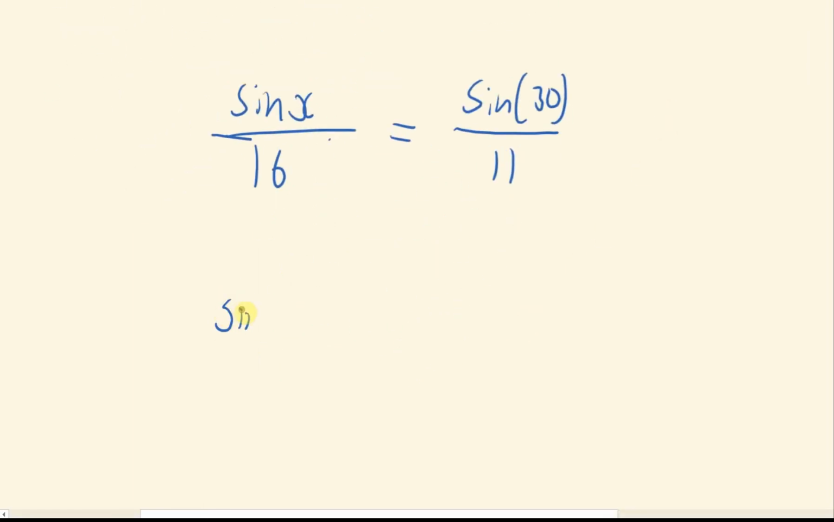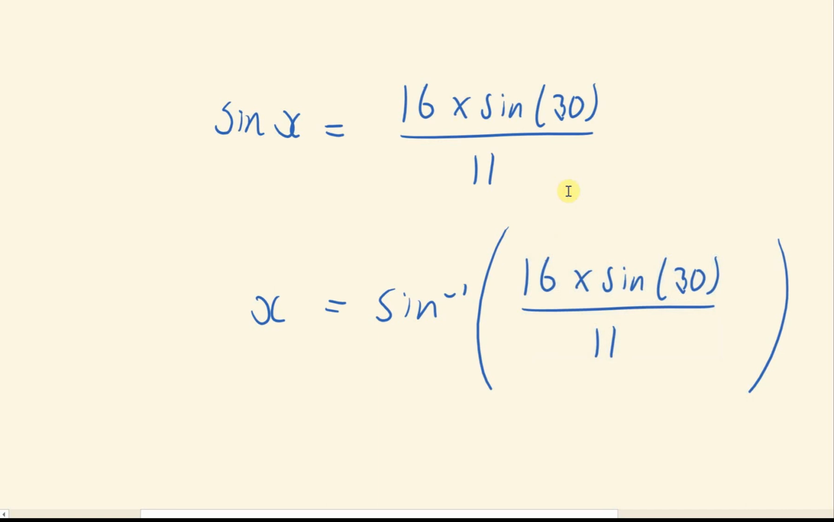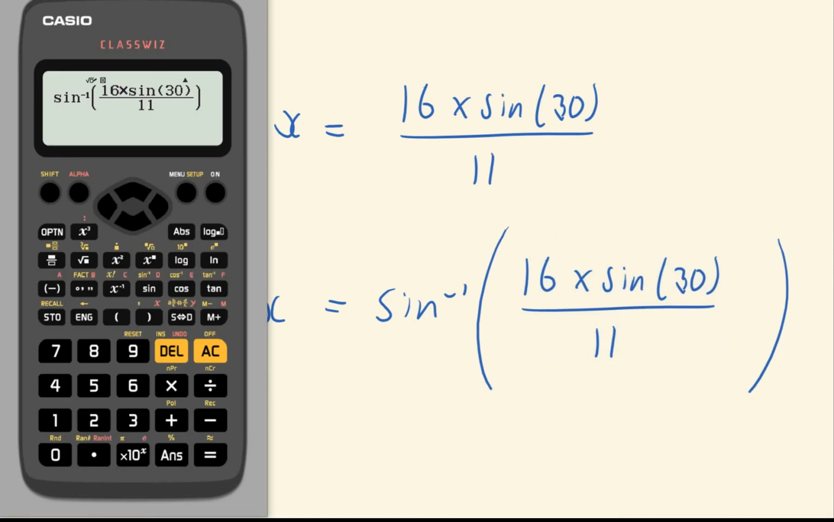Just as before, we are going to times by 16, so that joins the top of the fraction. And just as before again, I'm going to undo the sine by doing sine to the minus 1. So if I do sine to the minus 1 of this, that will give me what x is. Next, we can type that into my calculator, and that gives me x being 46.7 to three significant figures.